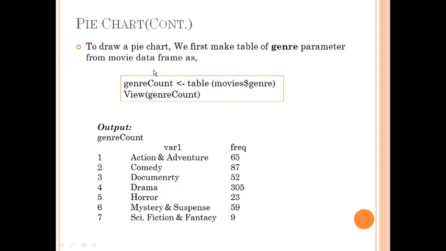But before that, we are using the genre parameter from the movie data frame that we had created some time ago. That genre parameter cannot be used directly, but we have to convert it into a table first. We'll see why we are doing this. So how to do that? We are calling the table genre count, and using the table function. As a parameter, we are passing the data frame along with the column name. Once we do this, we will get a table.